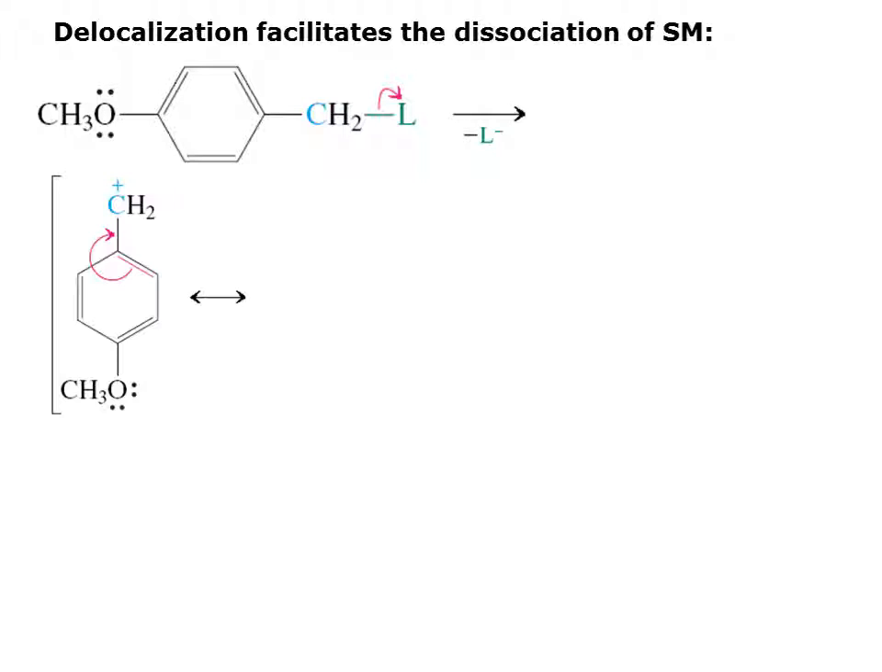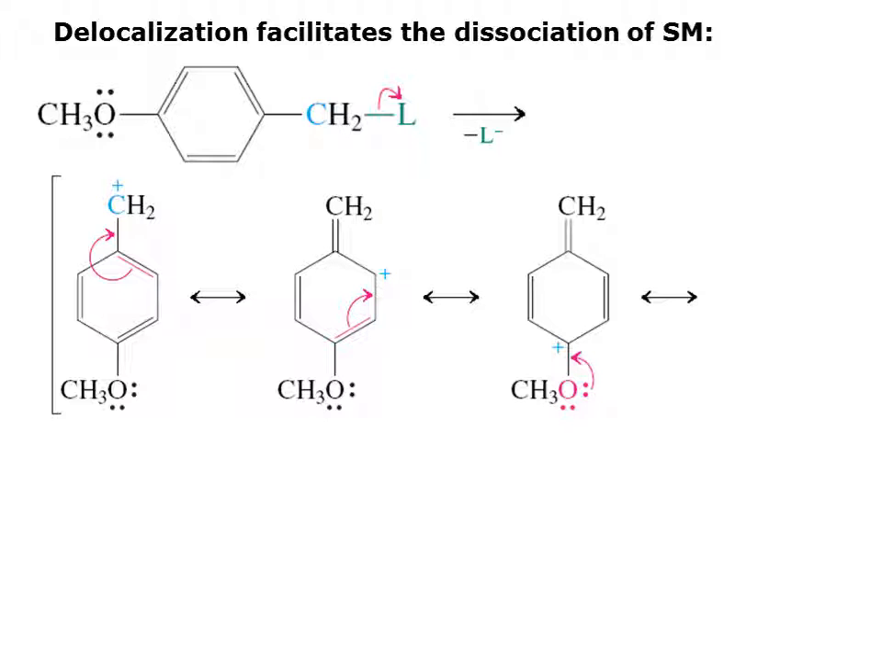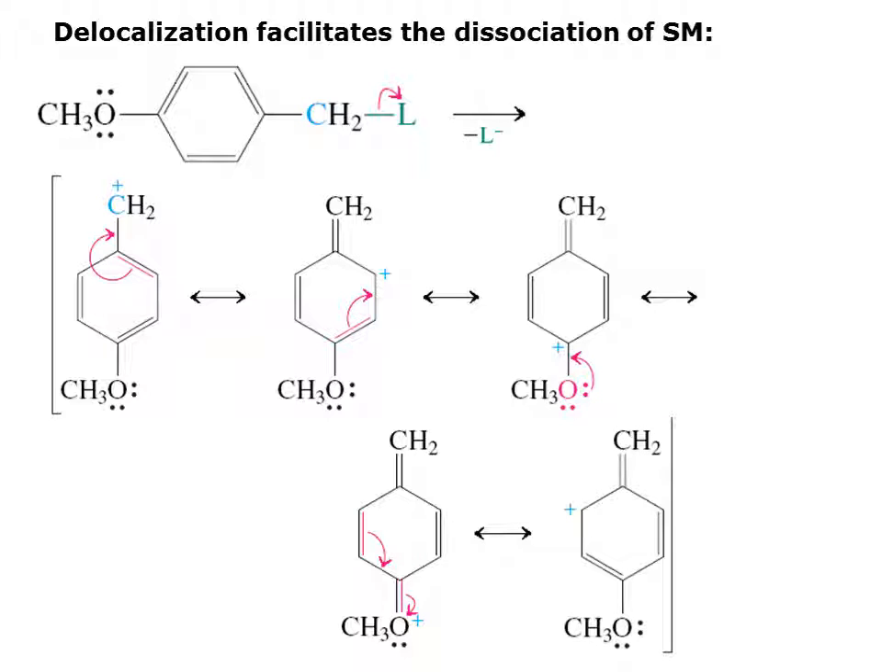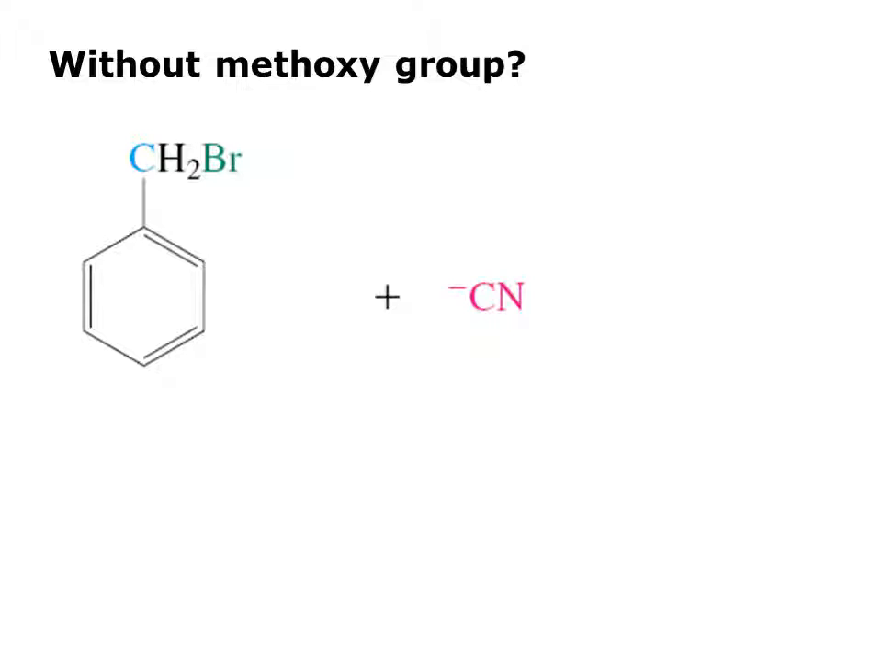So if our leaving group leaves, we can then push electrons out onto our methyl group, stabilizing the carbocation with the ring. We can then move these electrons around, out into and including our methoxy group. So the methoxy group actually helps stabilize this carbocation, adds to this mechanism. If we don't have the methoxy group, remember, we're still able to stabilize that entire charge throughout the benzene ring.